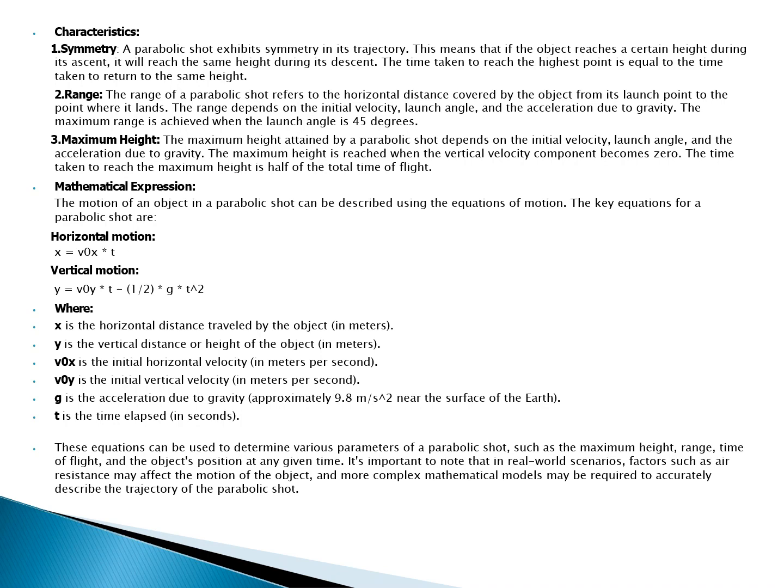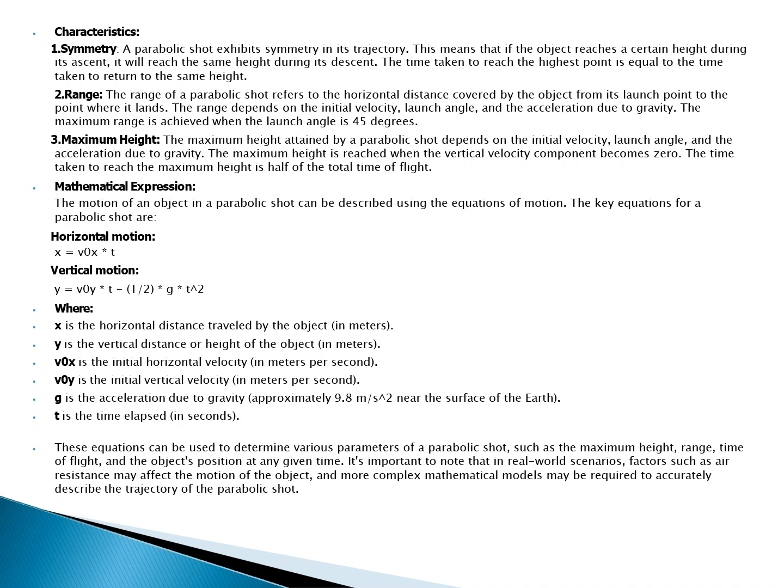Maximum height. The maximum height achieved in a parabolic shot depends on the initial velocity, launch angle, and the acceleration due to gravity. The maximum height is reached when the vertical velocity component becomes zero. The time taken to reach the maximum height is half of the total time of flight.